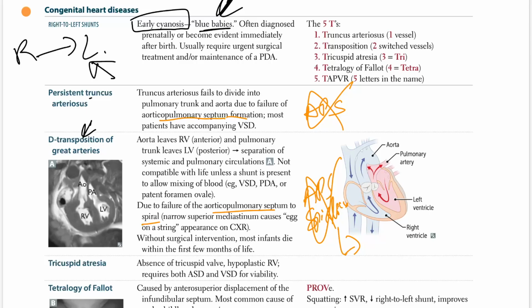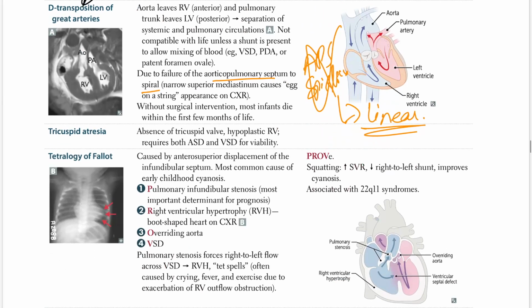They will ask you, and that is the AP septum forms linear instead of spiraling. Okay, that is important. Next thing is your tricuspid atresia. It is the absence. Again, the name says right there: atresia, atretic. Who's atretic? Tricuspid. So the tricuspid valve is atretic.